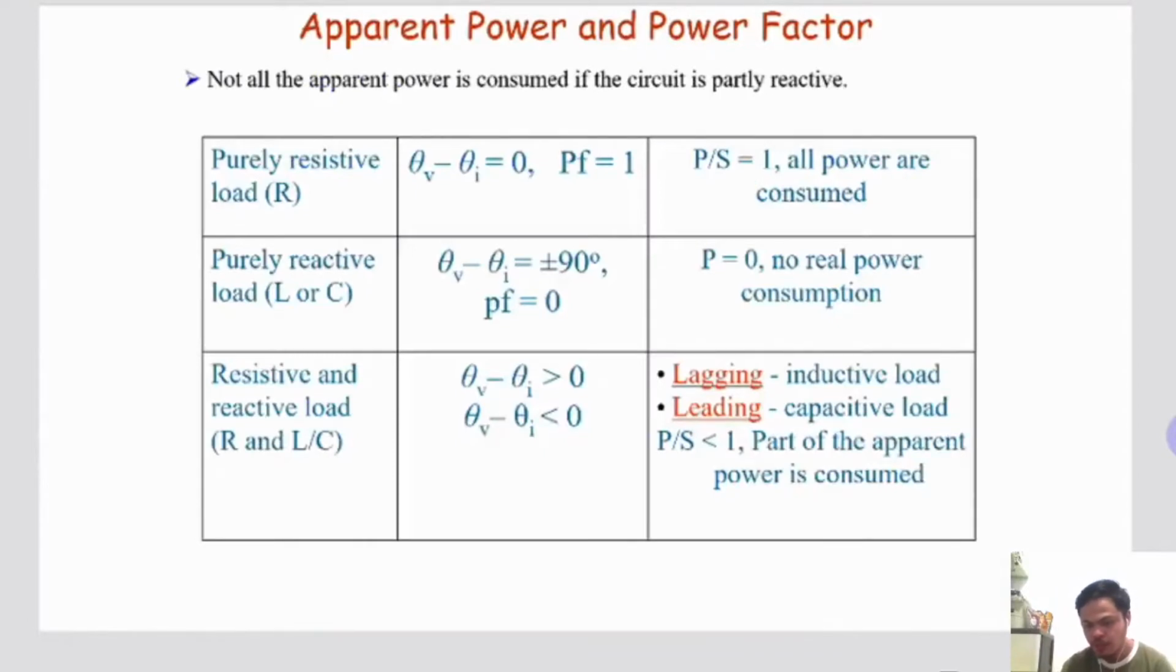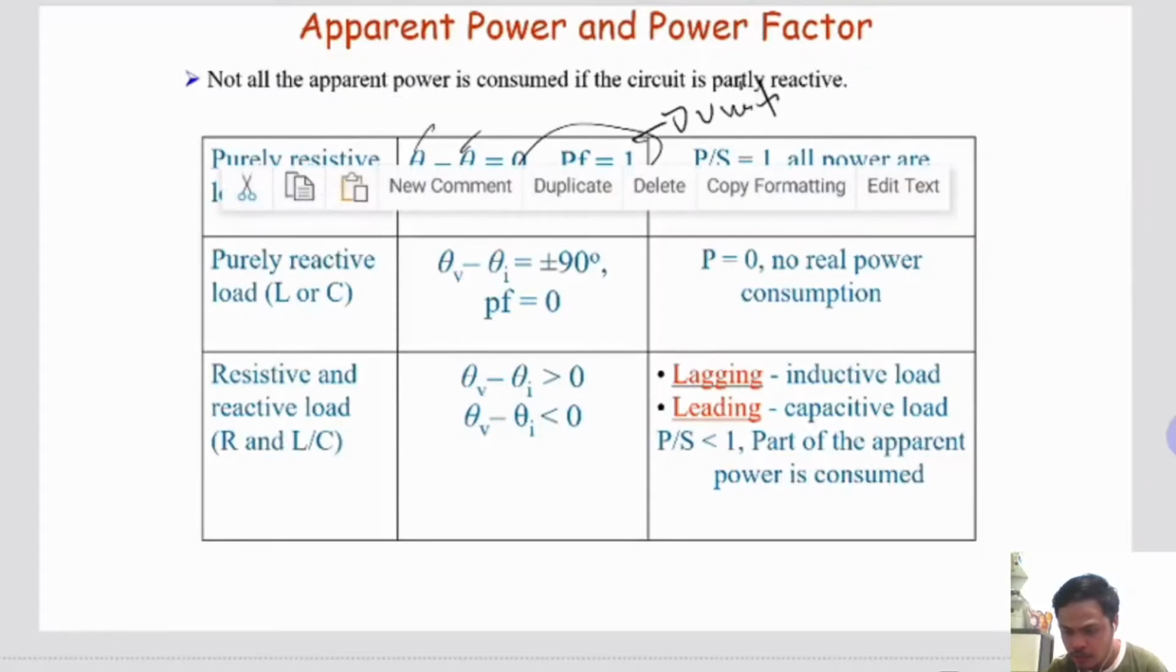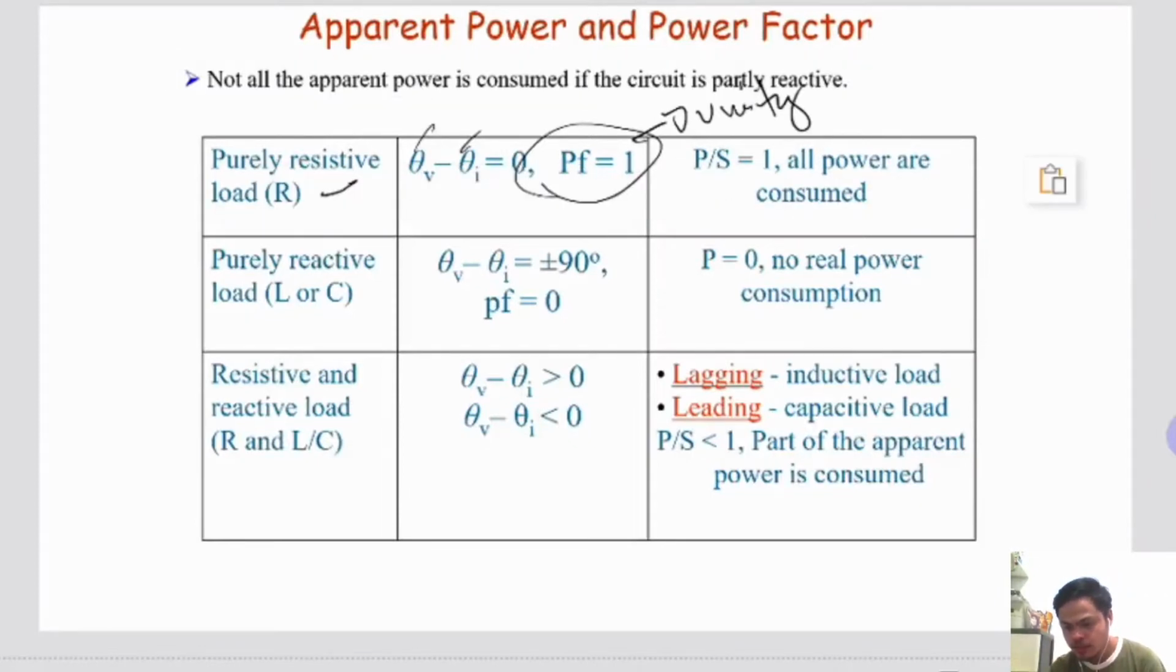So we have an important concept to be remembered. If you have theta V, or the angle of your voltage, minus the angle of current equal to 0, the power factor is equal to 1. Our load is said to be a purely resistive load, meaning that we have here the unity power factor.